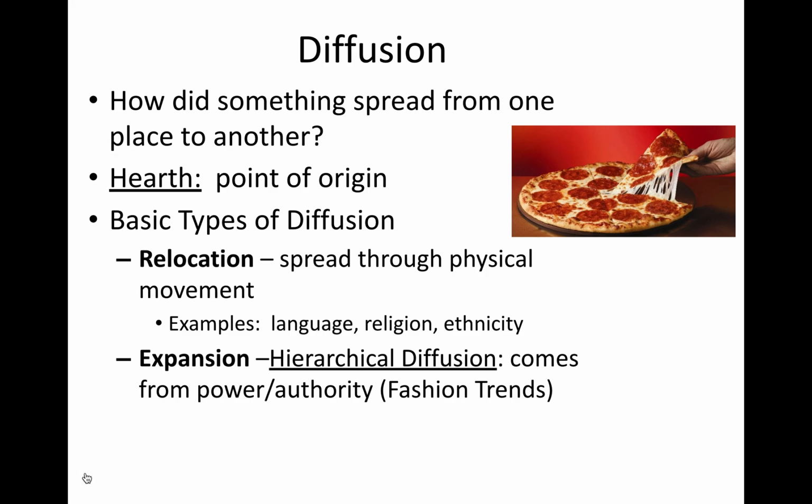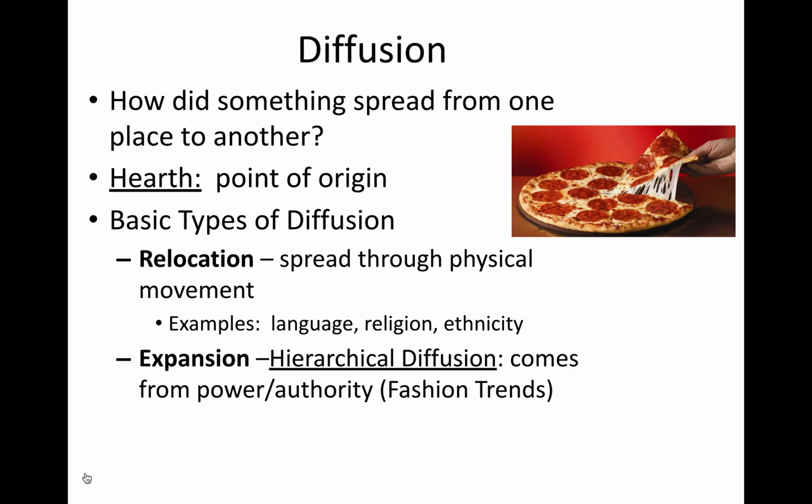All right, diffusion, that's the spread of something. So when something diffuses, it spreads. It comes from a hearth, which is a point of origin. A hearth is a point of innovation or origin, an idea, a thought, or an innovation. Different than a node, it doesn't serve a function. Basic diffusions, it's either relocation diffusion or expansion diffusion.